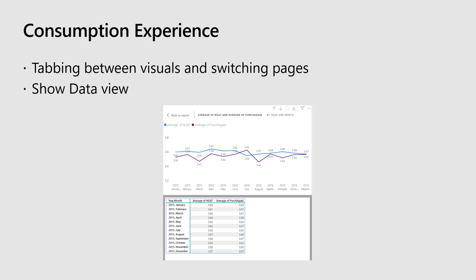So the first accessibility feature that we created is tabbing through visuals and switching pages. And the second one was the show data view. So you can press Alt-Shift-11 on a visual, and you can get the data in a tabular format.